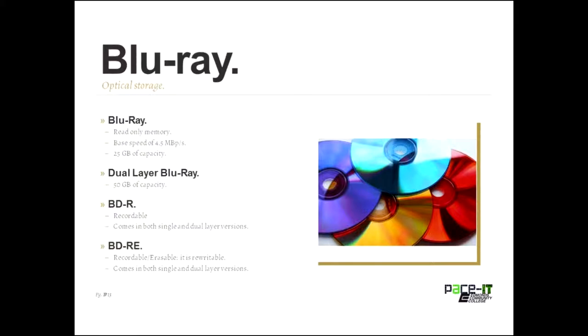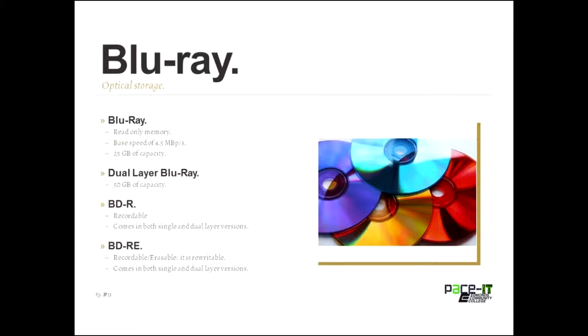Then we move on to Blu-ray. Most Blu-rays are read-only. It has a base speed of 4.5 megabytes per second, and we increased the capacity quite a bit again. Your capacity on a regular Blu-ray is 25 gigabytes. Again, we found that wasn't quite enough, so the dual-layer Blu-ray was developed, and guess what? Since it's a dual-layer, it has two times the capacity. That pushes you up to 50 gigabytes of capacity.